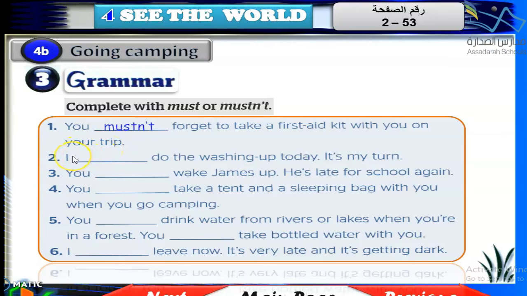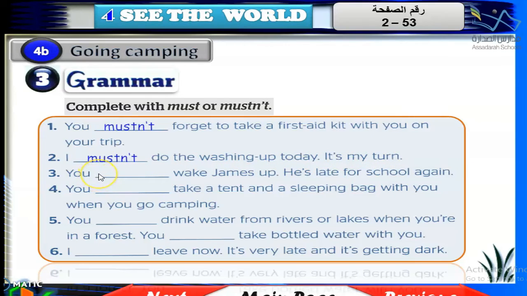Sentence number 2. I blank do the washing up today. It's my turn. Yes, your answer is mustn't. I mustn't do the washing up today. It's my turn.